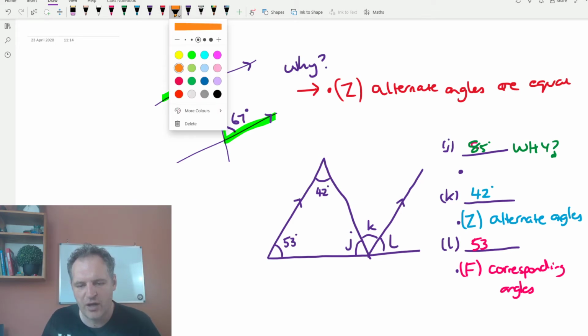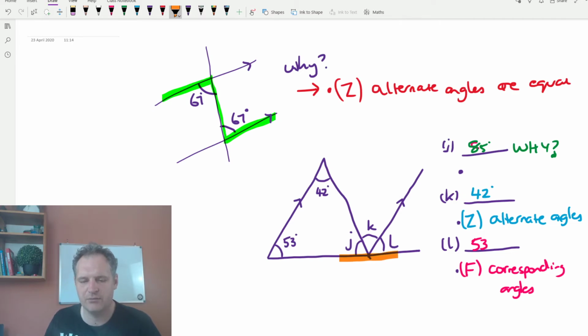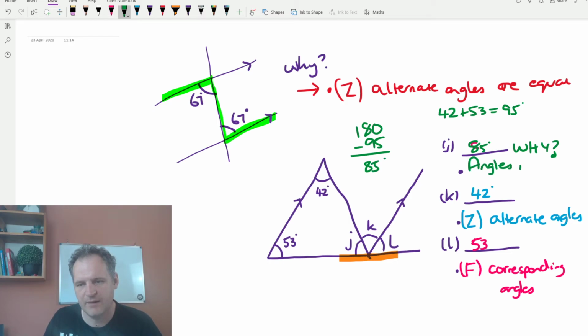I've got a single straight line. All three are added together. So therefore I can do my calculation of 180 minus 42. So we need to do 42 add 53 is 95, which gives us 85. That's why. So we would write angles in a straight line.